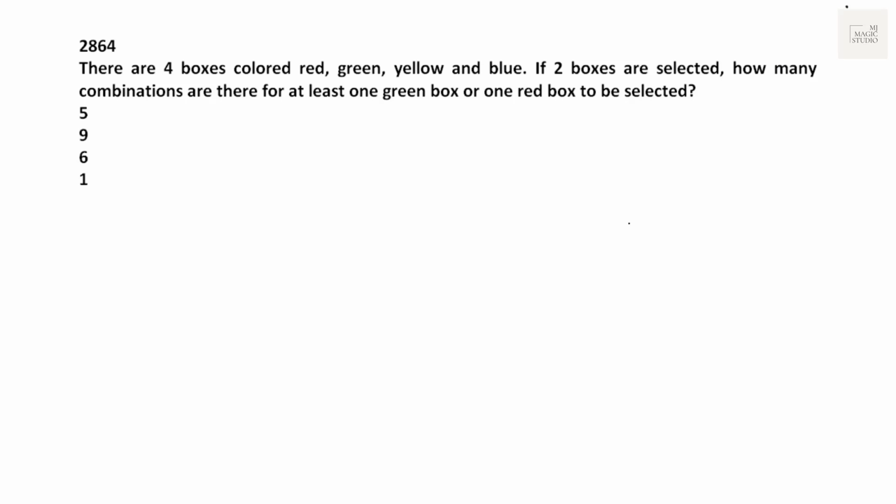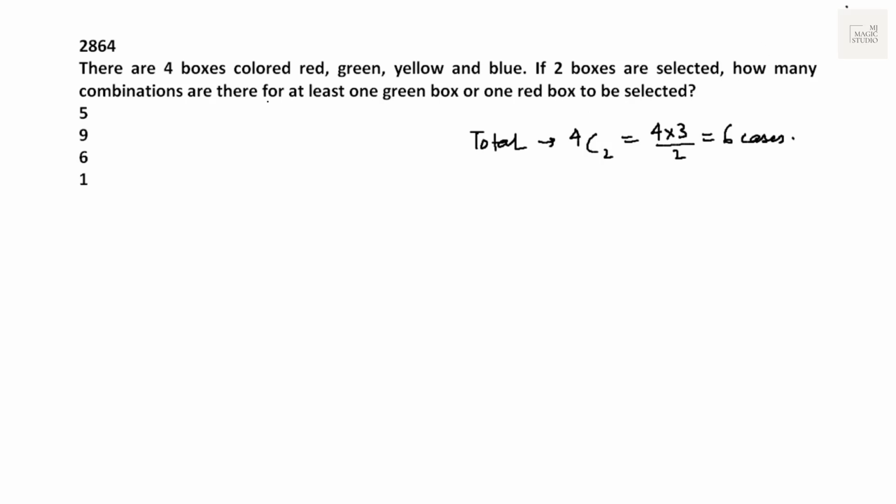These types of questions are like trick-based, surface-based questions, what we call. There are 4 boxes colored red, green, yellow and blue. 2 boxes are selected. So if I stop here and if I need to select 2 boxes out of 4, then the total number of selections would be 4C2. 4C2 is simply 4 into 3 by 2. That is 6 cases. I'll get 6 cases.